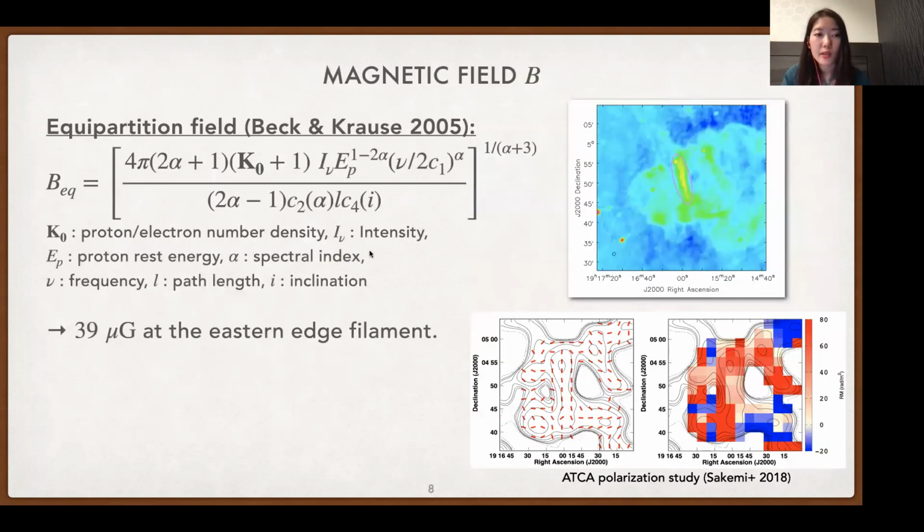First, we investigated the magnetic field strength of the terminal filament here, assuming the equipartition field, and we derived a value of 39 microgauss. We also investigated the magnetic field structure of the terminal filament using the polarization data with the ATCA. There is no time to explain the details today, but we identified well-aligned magnetic fields along the filament, implying compression by the terminal shock.